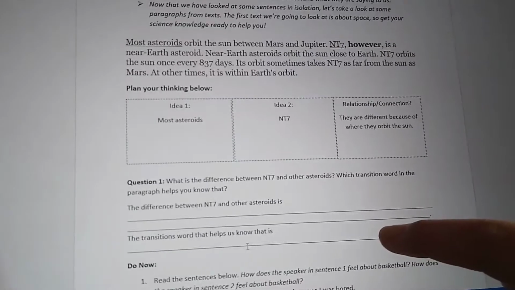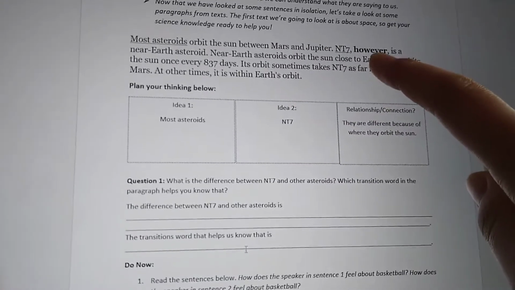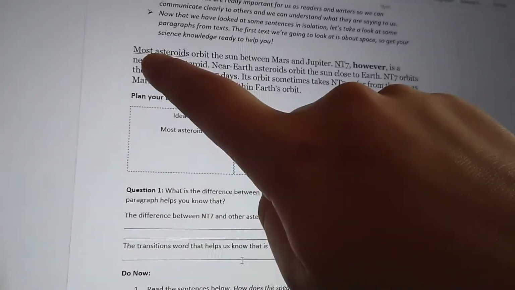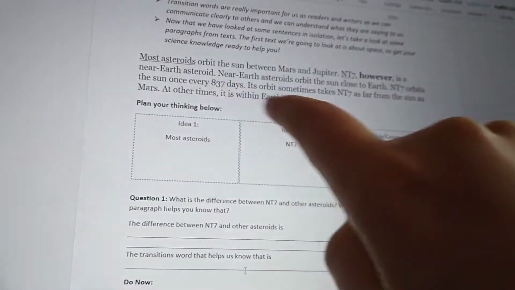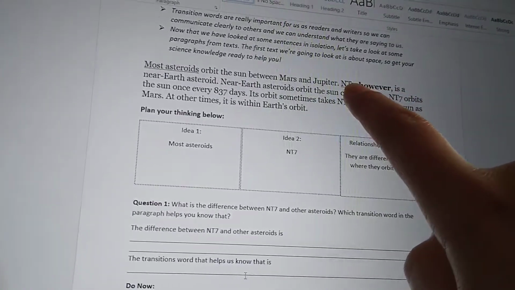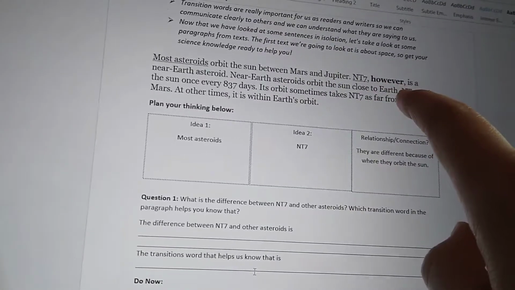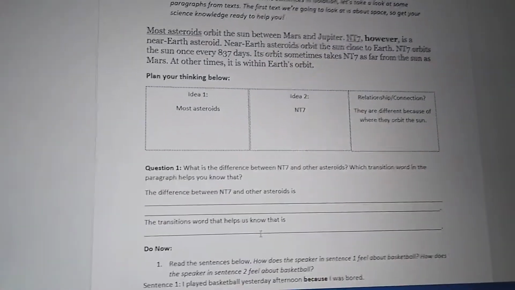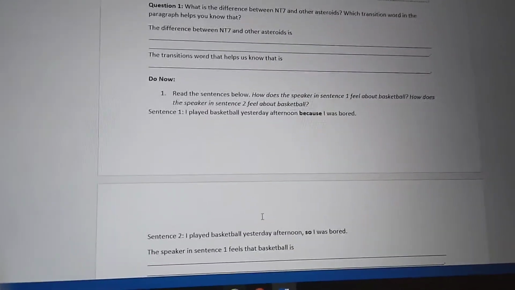The transition word is however. So we know that however is a transition word because it's saying that these asteroids and NT7 are different. So it's saying these asteroids orbit between Mars and Jupiter, however, NT7 is different. So this however right here is helping us realize that NT7 is different from the other asteroids. So we'll do some more practice with it. It might be a little confusing now, but that's okay.